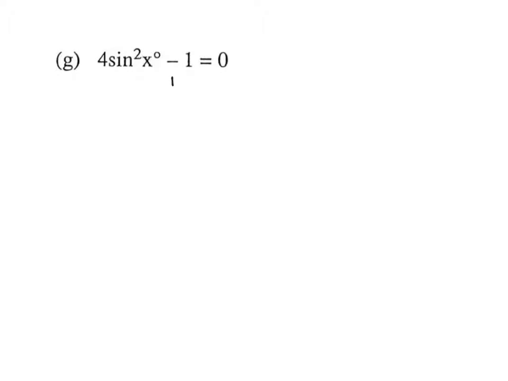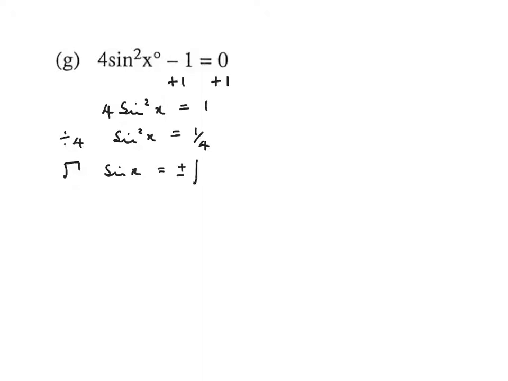So I'm going to add 1 to both sides here, and that gives me 4 sine squared x equals 1. I'll divide by 4, and sine squared x is 1/4. Now, how do I get rid of the square? I square root. So sine x equals, now remember, when you square root a number such as 16, you should really get the positive and negative, and that's essential for this solution. Plus and minus 1/2.